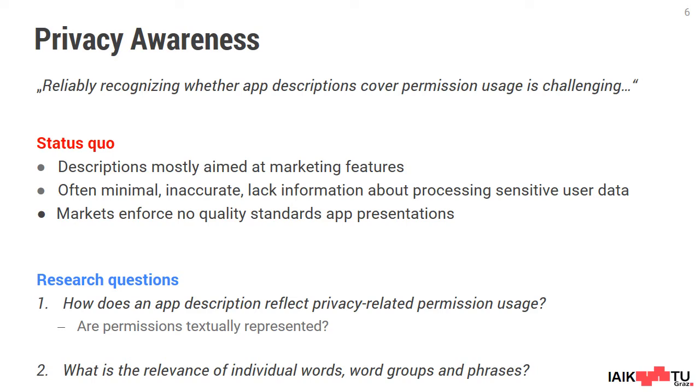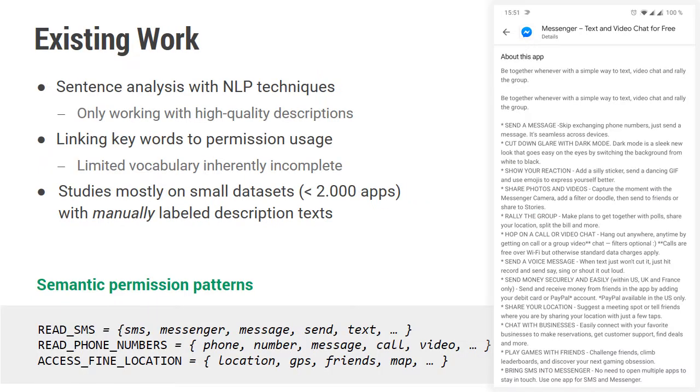The research questions we follow in our work are thus, how does an app description reflect privacy-related permission usage? And what is the relevance of individual words, word groups, and phrases within description text? The results of prior work in this direction confirm the existence of correlations between permission usage and individual word combinations.